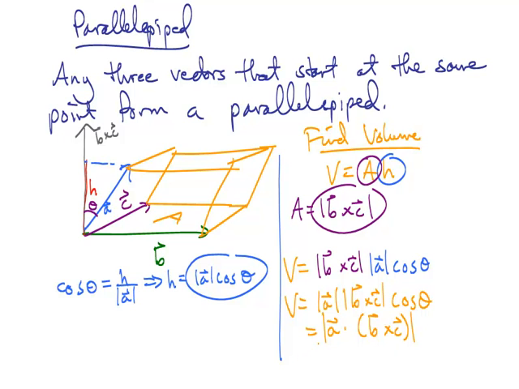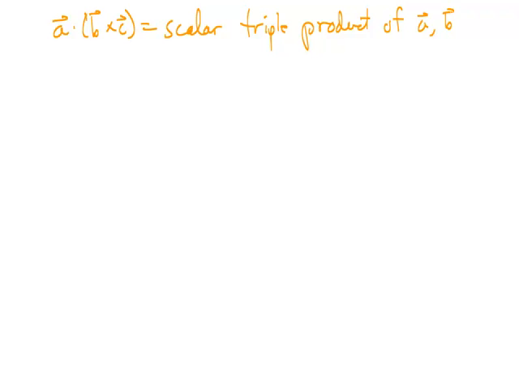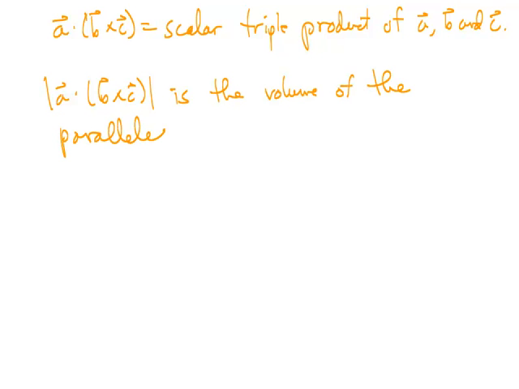Okay, this is what's called, well, A dot B cross C is what we refer to as the scalar triple product of those three vectors A, B, and C. And again, the magnitude of that, which by magnitude here we mean the absolute value of it, is the volume of that parallelepiped formed by those three vectors if we start them in the same location.